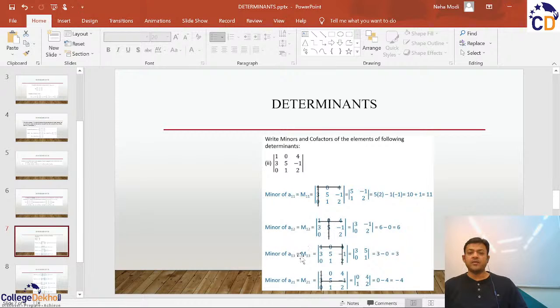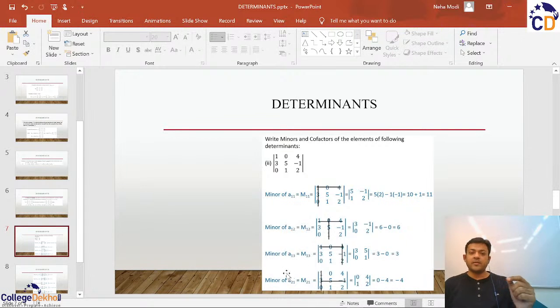Similarly, when we calculate the minor of A13, we need to hide the first row and the third column. What is visible is 3, 5, 0, 1. On simplifying, we get 3 subtracted by 0, so my answer is 3. This is how we calculate the minor of A13.